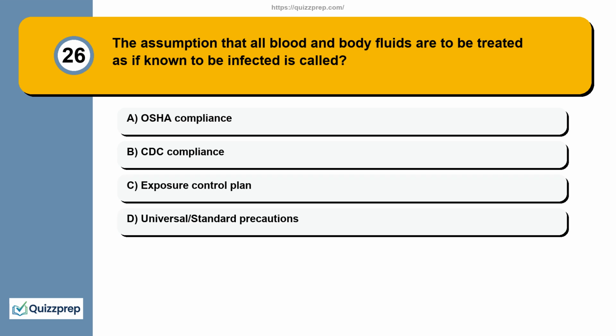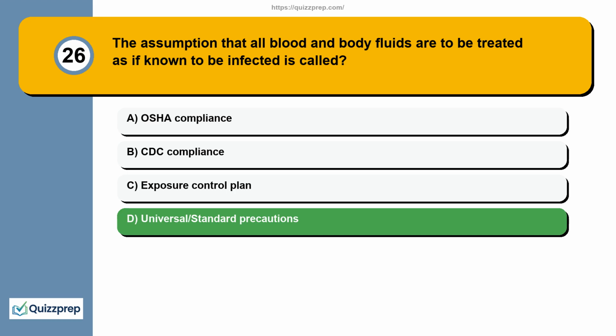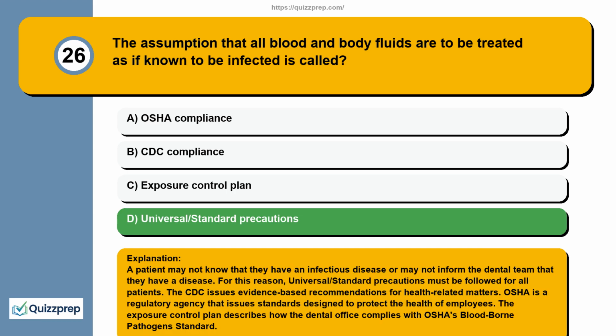Question 26. The assumption that all blood and body fluids are to be treated as if known to be infected is called: OSHA compliance, CDC compliance, exposure control plan, universal/standard precautions. A patient may not know that they have an infectious disease or may not inform the dental team that they have a disease. For this reason, universal/standard precautions must be followed for all patients.